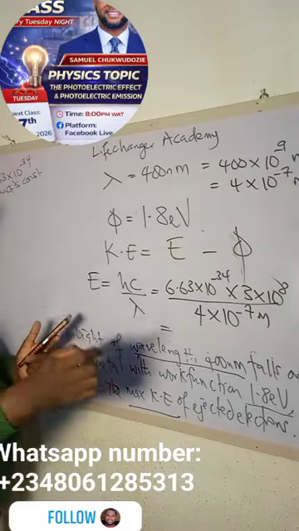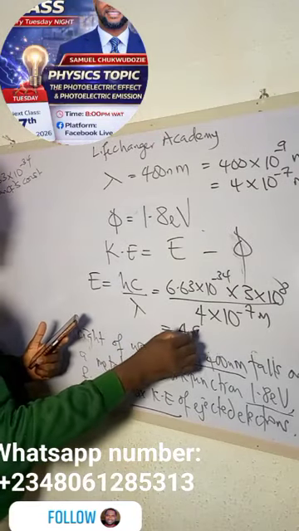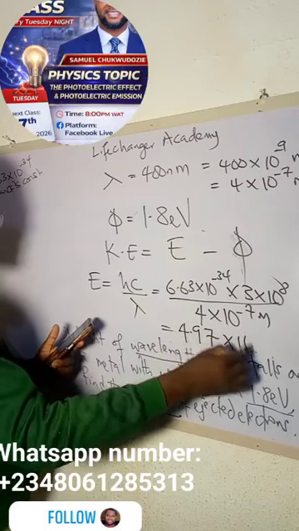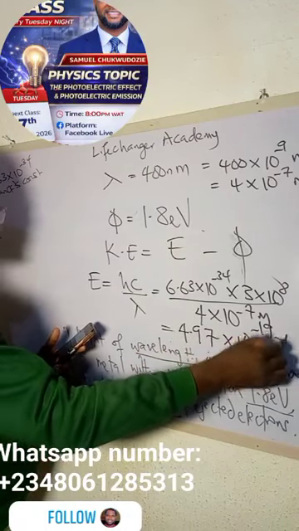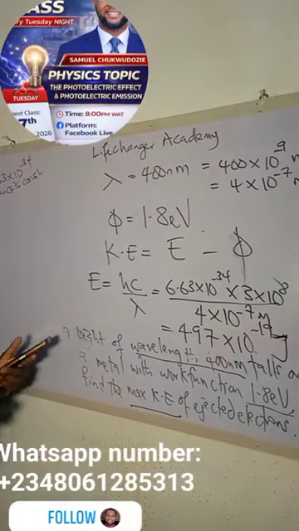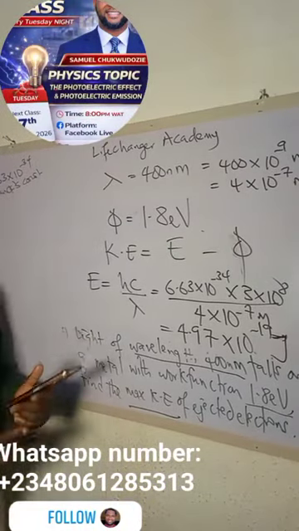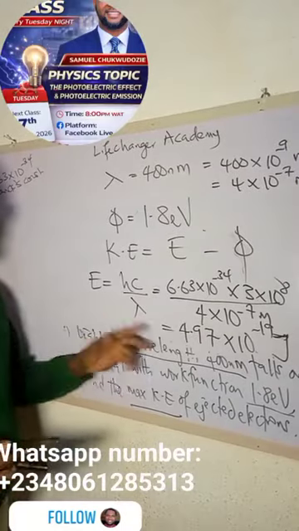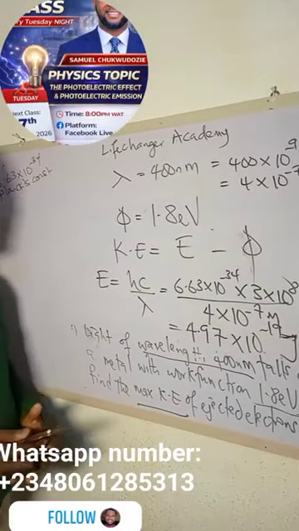Okay, what I got here is 4.97 times 10 raised to the power minus 19 joules. That's what we get for this.